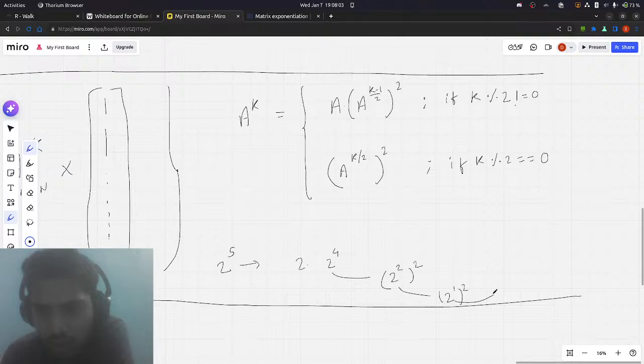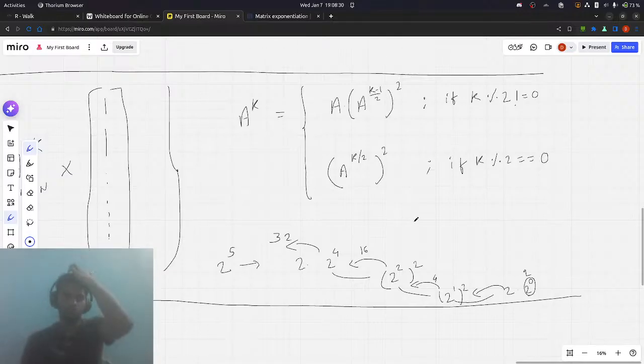We write 2 to the power 1 as 2 into 2 to the power 0. This will be 1, so we'll return 2. This will in turn return 4, and this will in turn return 16, and then we will return altogether 32. So that's how it basically works.